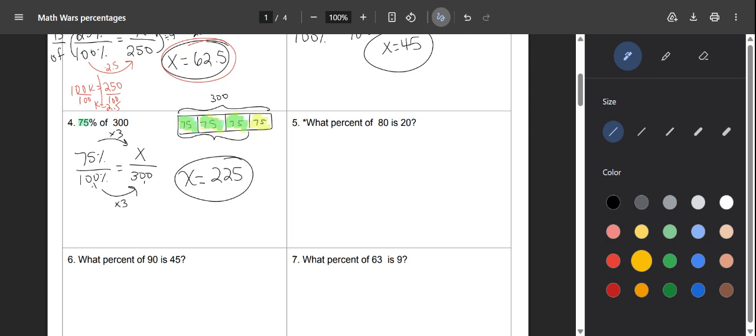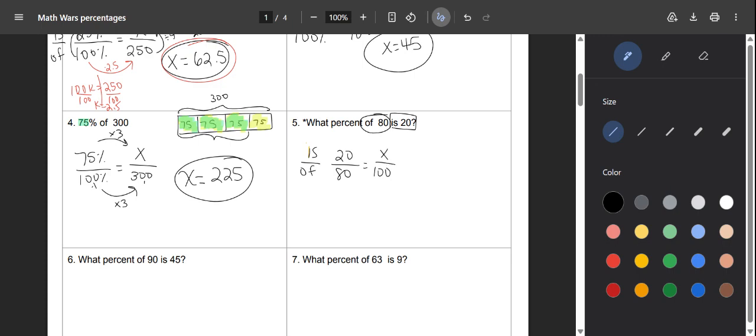Okay, number 5 is a little different. This is an IS/OF problem. We are being asked to find what percent of 80 is 20. So I'm going to set up my ratio. Is over of, right, part over whole. Is 20, so 20 goes on top, of 80, 80 goes on bottom, and I'm looking for the percent. I don't know it, so it's x over 100. X is my unknown amount.